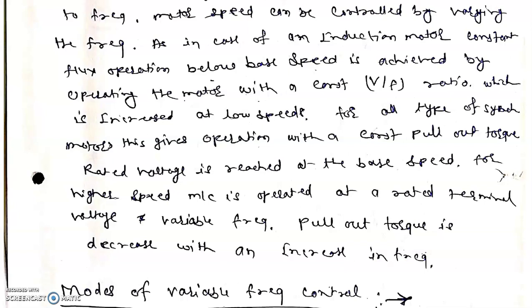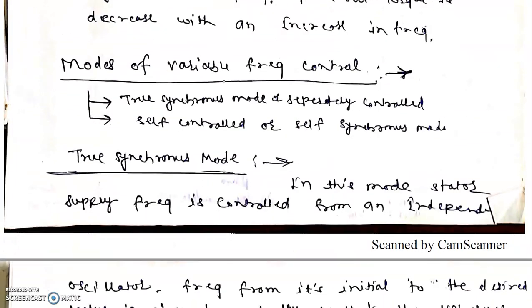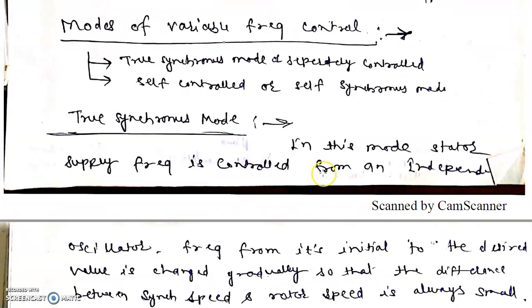For all types of synchronous motor, this operation is with a constant pull out torque, and rated voltage is reached at the base speed. For higher speed, the machine is operated at rated terminal voltage and variable frequency. There are two modes of operation of variable frequency: true synchronous mode, or the self control or self synchronous mode.